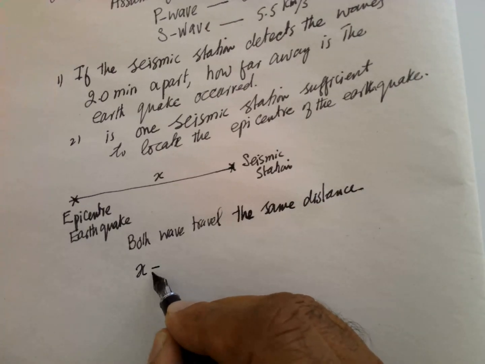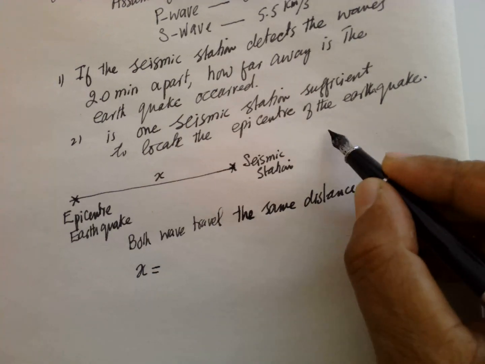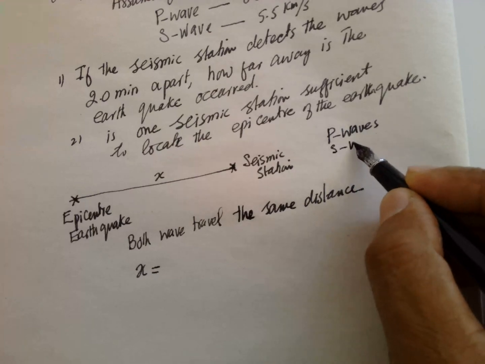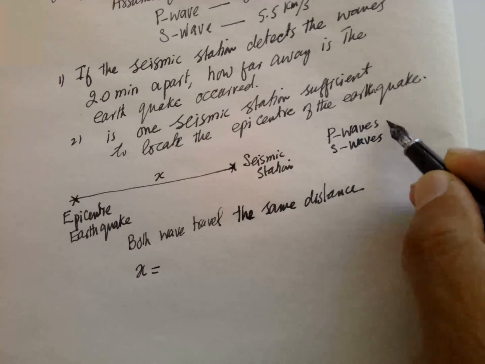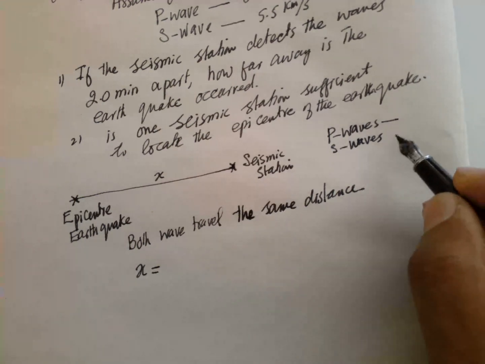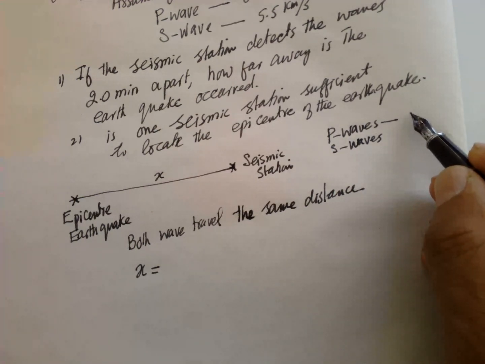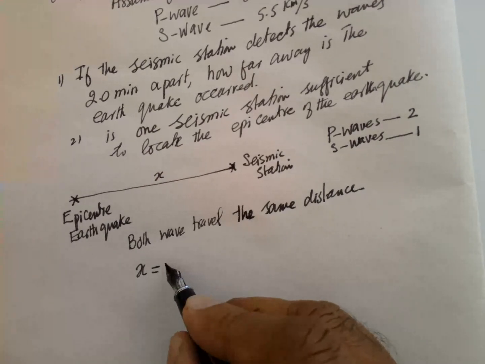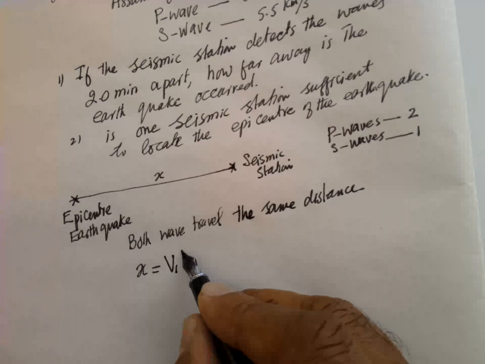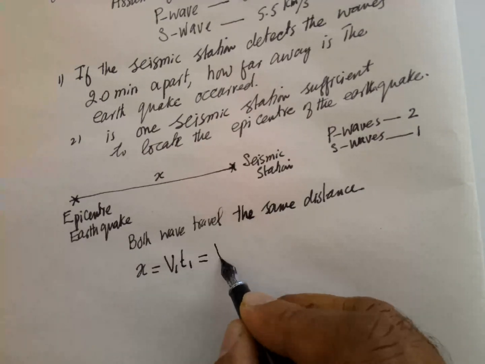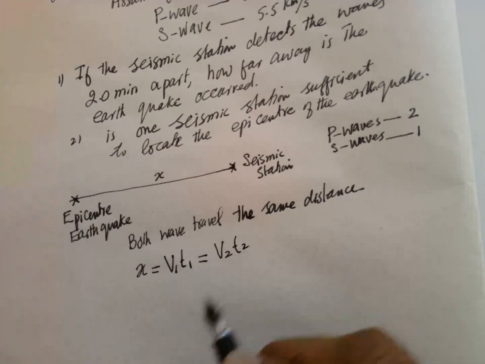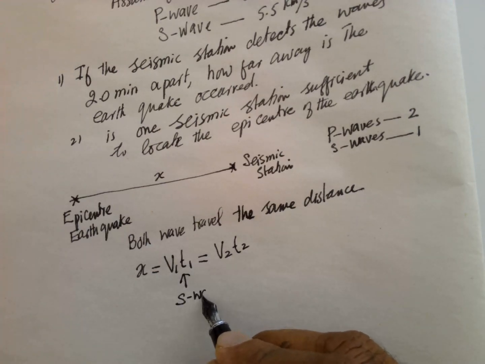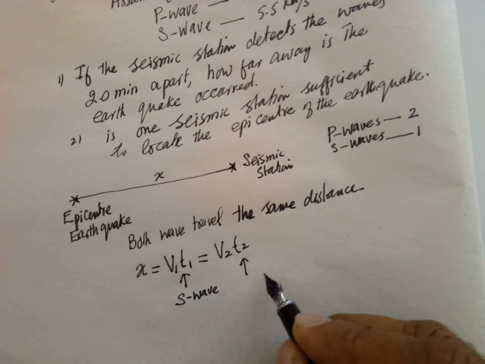So x is equal to, so P waves and S waves. So we call P as 2 and S as 1. So V1 T1 is equal to V2 T2. So this is S waves, and this is for the P waves.